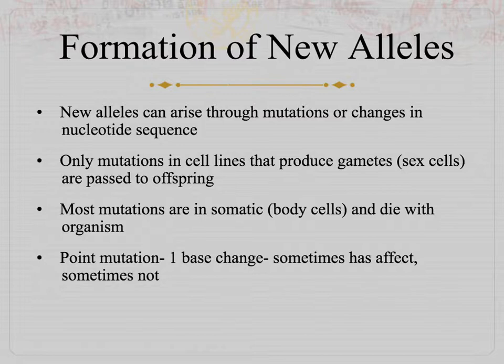Okay, so is it ATG or did it change to TGT? Only the mutations in a cell that produces gametes or sex cells are going to be passed on to the offspring. Your body cells, those mutations don't get passed on. And that's where most of the mutations actually occur. And usually when we do have a mutation that happens in a body cell, it dies when we die.